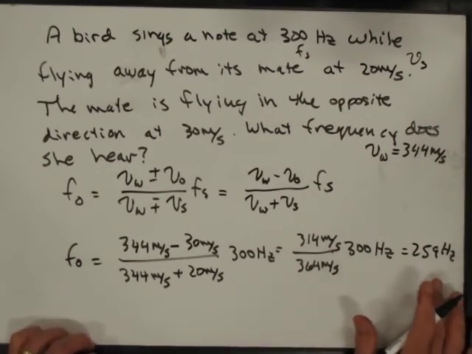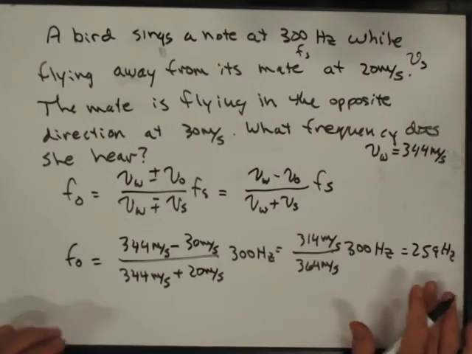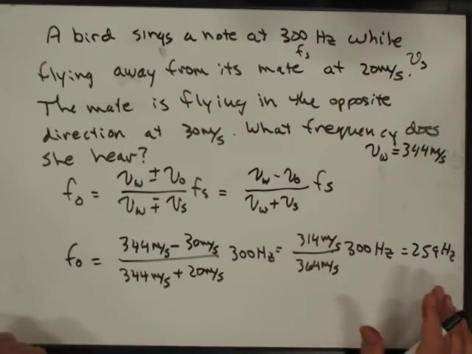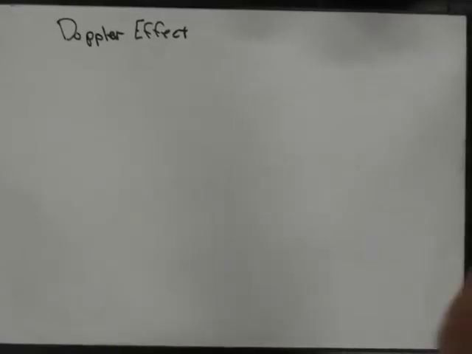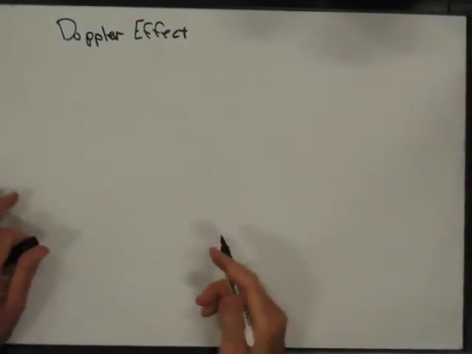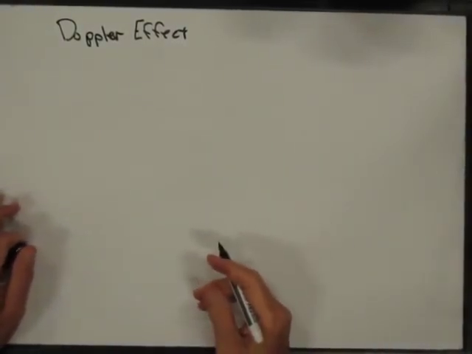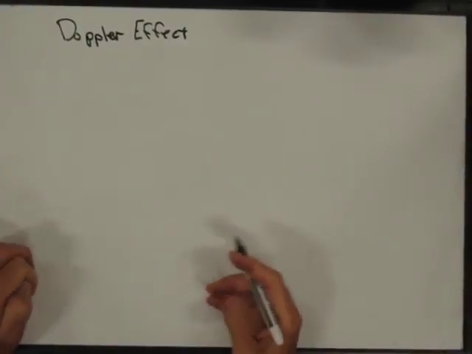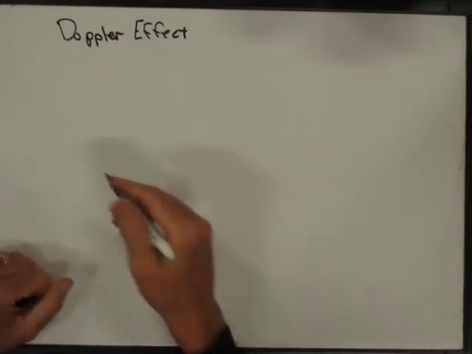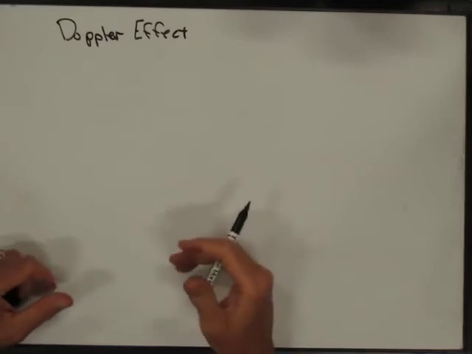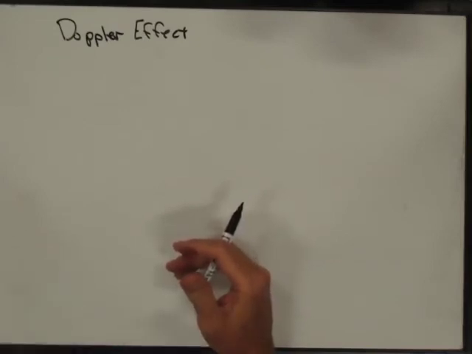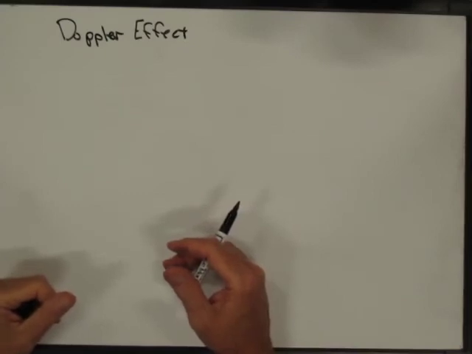If the bird had a good ear, it could know which way the bird was flying relative to it by the pitch of the sound that it actually heard. So just a few things about the Doppler effect. The Doppler effect is widely used. It can be used in measuring the speed of cars on the highway. A radar gun will bounce a signal off your car, and it'll measure the Doppler effect to tell how fast your car is going.